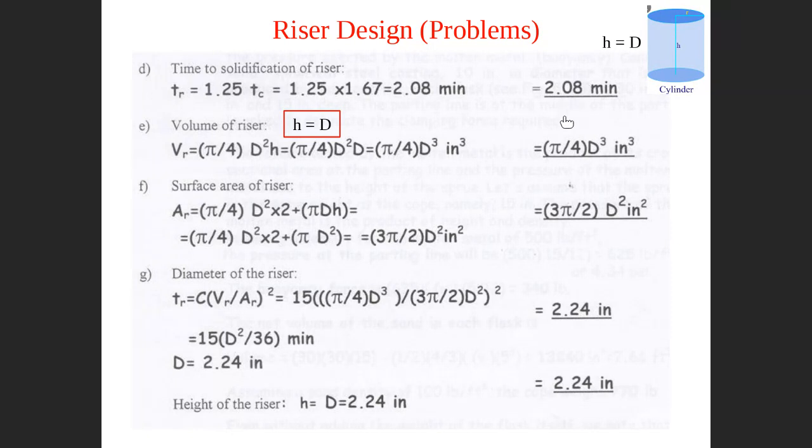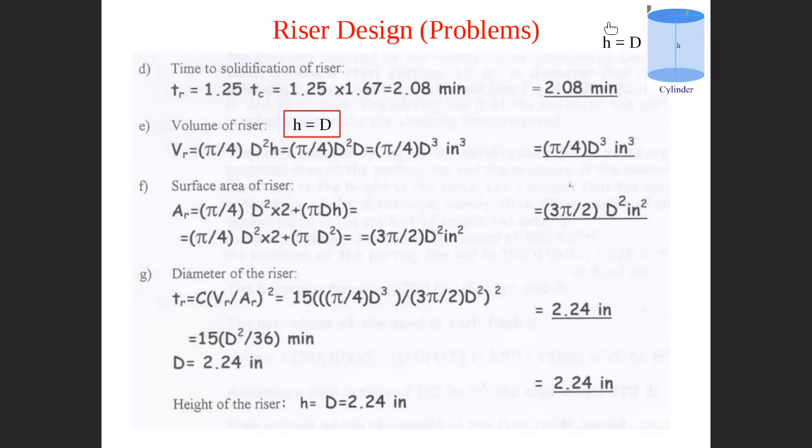Someone can ask me, can we make it longer? Yes. If you would like to make it 50% longer, then 1.5. If you would like to make it 80% longer, then 1.8. It depends on what you need. Then you can control the time. Whatever time you increase here, you get a different time here. So a higher time is possible. It depends on the casting material.